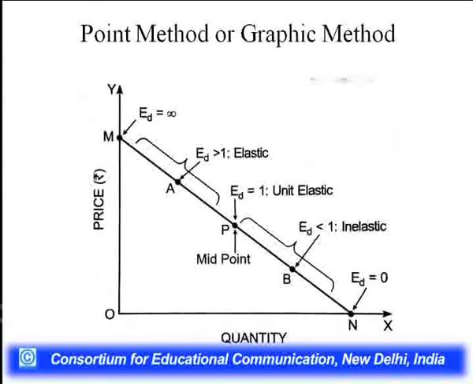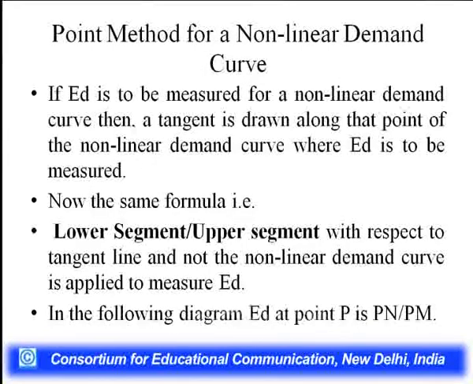Now, in this diagram, we see that we have used a straight line demand curve to measure different elasticity at different points of the demand curve. What would happen if the demand curve is not a straight line? Say, for example, it is a non-linear demand curve. In this case, how to measure elasticity of demand? Here it is difficult to find the lower segment and upper segment of the demand curve at any particular point, because the demand curve is not touching either the x axis or the y axis.